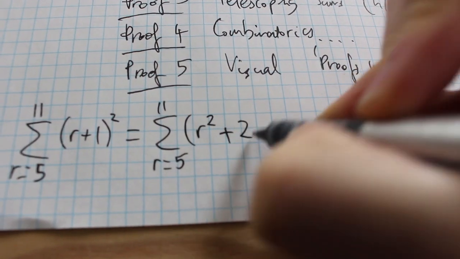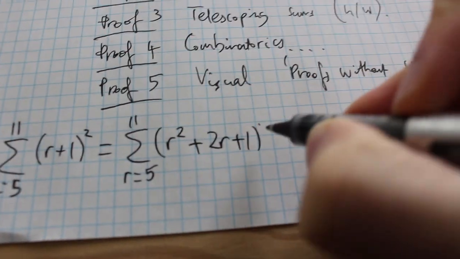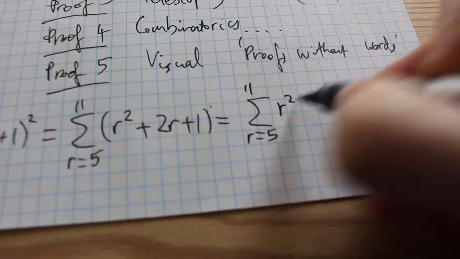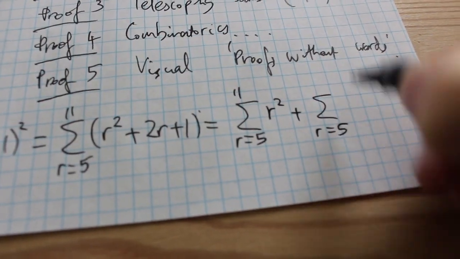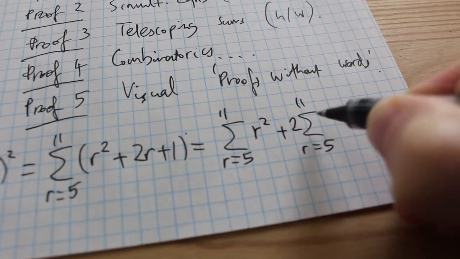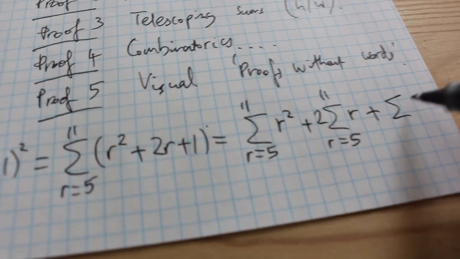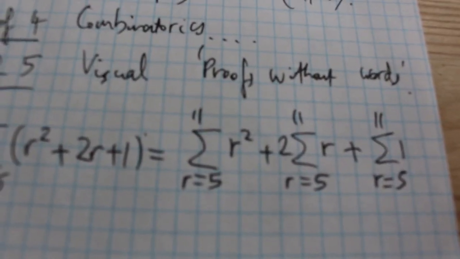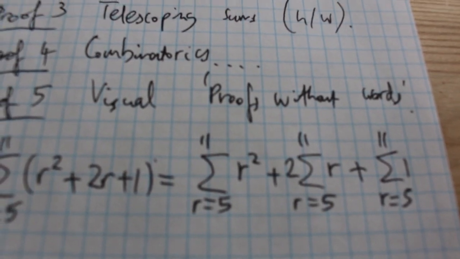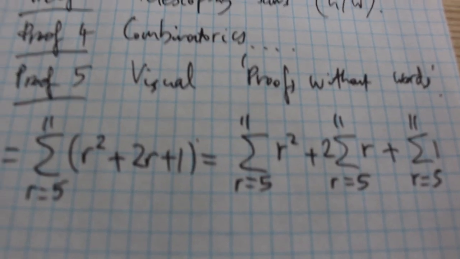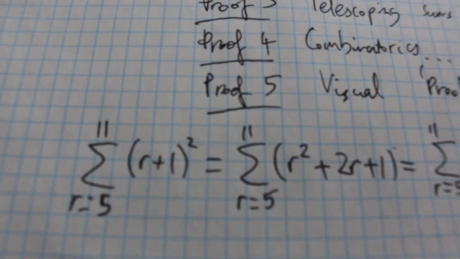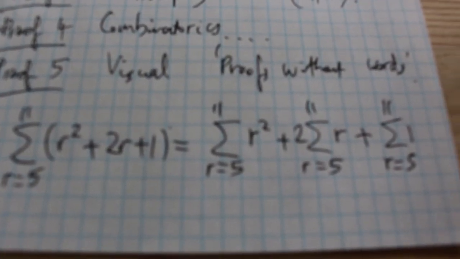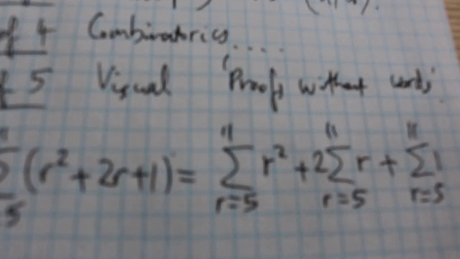We can write it as r squared plus 2r plus 1, and then this is the same as the sum from 5 to 11 of r squared, plus twice the sum from 5 to 11 of r, plus the sum of 1 from 5 to 11. For this one in particular, it's probably much quicker to put in the numbers 5 to 11 and add them up, but to illustrate how the formulas work, if we had 1100 instead, you couldn't do that.